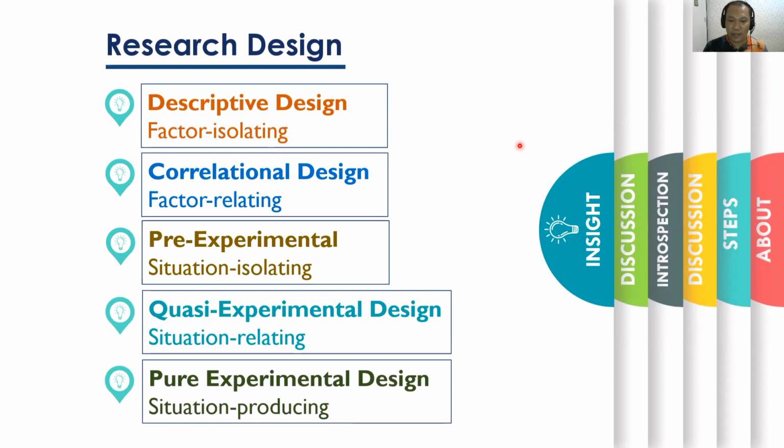For quasi-experimental, we do have control and experimental groups, but the manner of selection for the participants is non-randomization. And for pure experimental research design, we do have a control group, we do have an experimental group, and the manner of selecting our participants is random selection or probability sampling. Okay, now remember, these are the research designs under quantitative research.